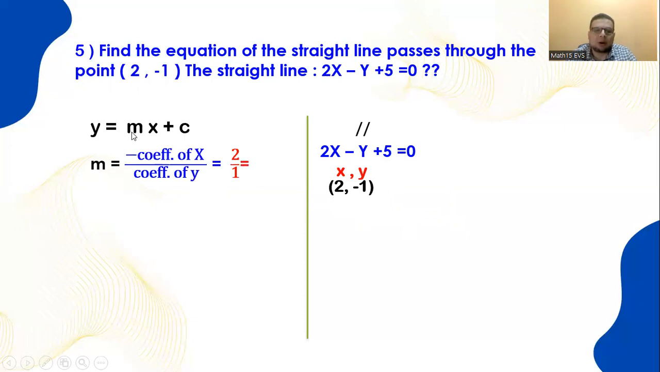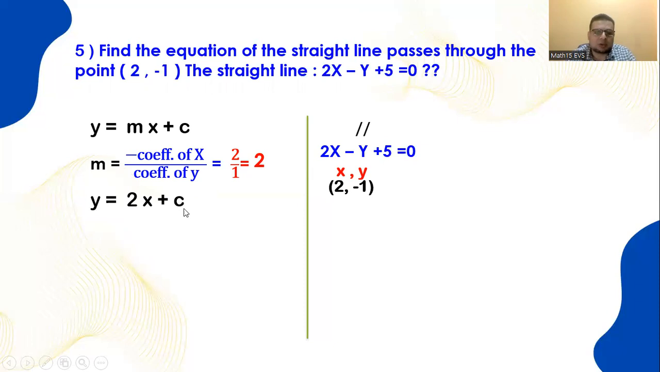So what about the slope now? The lines are parallel, that means the slopes of the two lines are equal. So you can get the slope from the given equation of the other line: negative coefficient of x over coefficient of y, negative 2 over negative 1 will be 2 over 1, will be 2. So you can put it in the required equation. M is 2, so y equals 2x plus c.